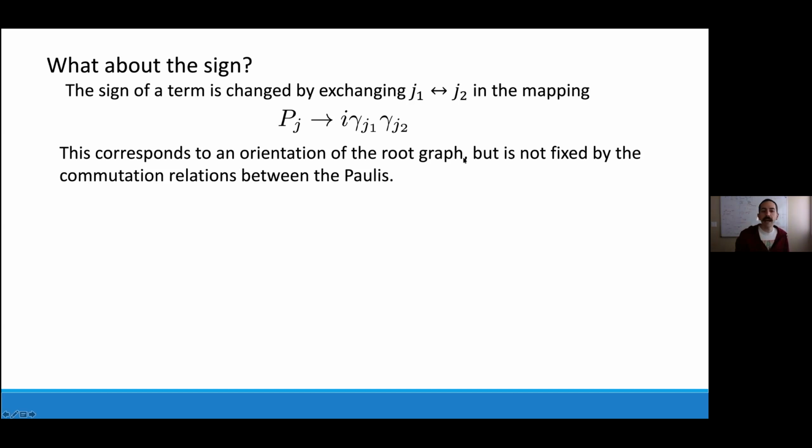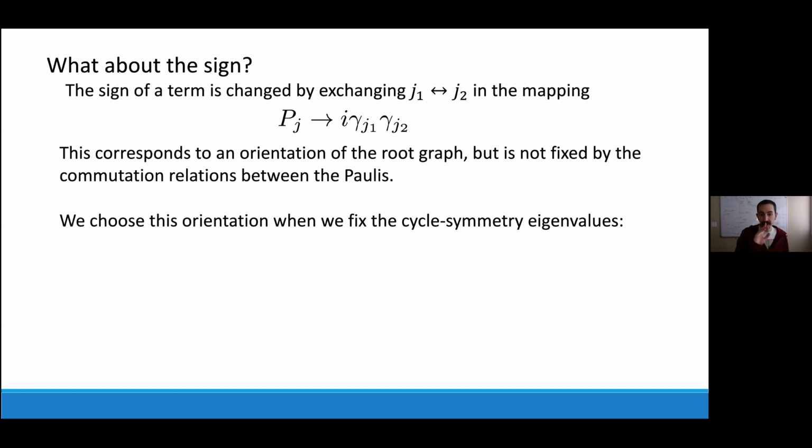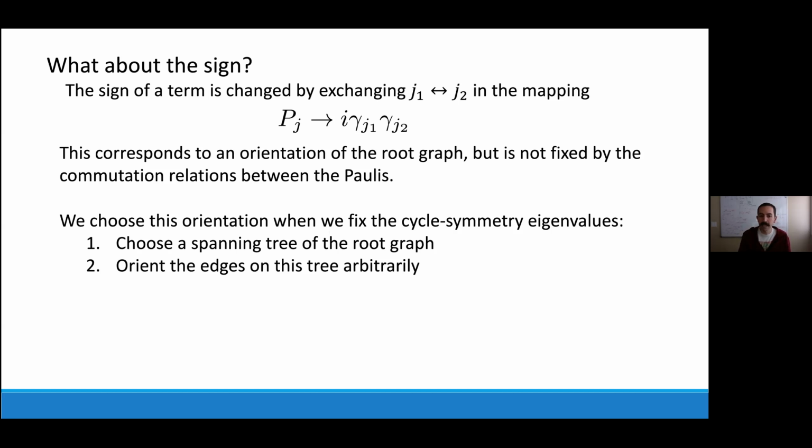And it's not at all fixed by the commutation relations themselves between the Paulis. So we have to address this. What we can do is choose the orientation whenever we fix these cycle symmetry eigenvalues. The way we do it is the following. We can choose any spanning tree at all of the root graph. Once you've chosen a spanning tree of this root graph, we can orient the edges on this tree arbitrarily.